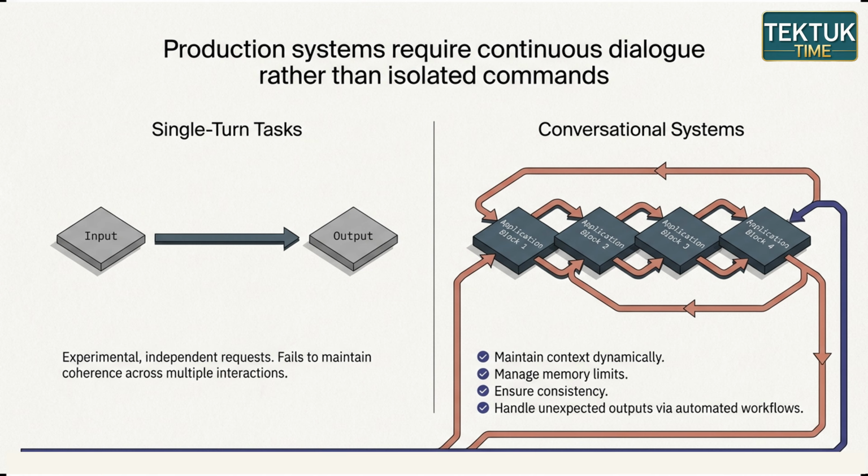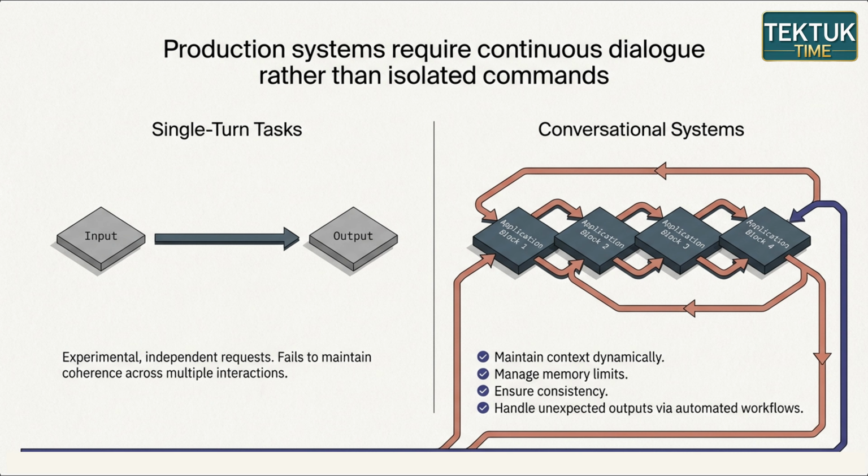Because a production system doesn't just fire off isolated commands. It relies on continuous dialogue loops. As a developer, you have to dynamically maintain that context from block 1 of your application straight through to block 2 and so on. You have to actively manage the memory limits, catch unexpected outputs algorithmically, and just weave the whole shebang together. It's a continuous engineered loop. If any single link in that chain breaks because the model lost context, your entire application goes down.